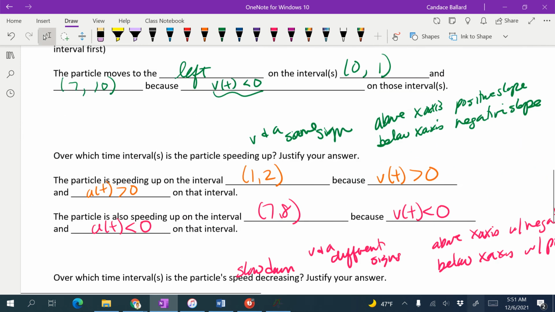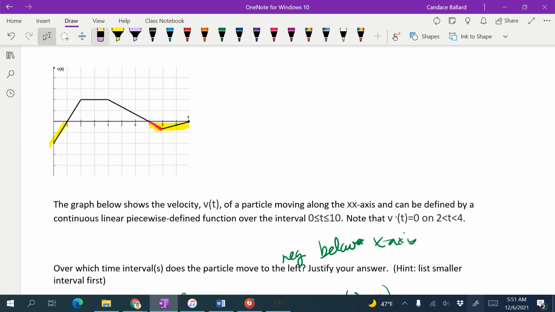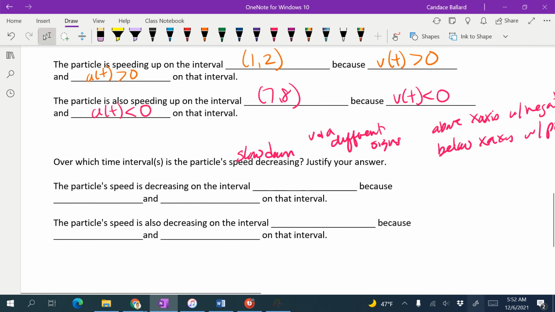Okay, so let's look at that scenario. So let's look above the x-axis, and negative slope is right here. So I'm going to say from 4 to 7. So on the interval from 4 to 7, because the velocity was positive, it was above the x-axis, but the acceleration is negative because it's got a negative slope.